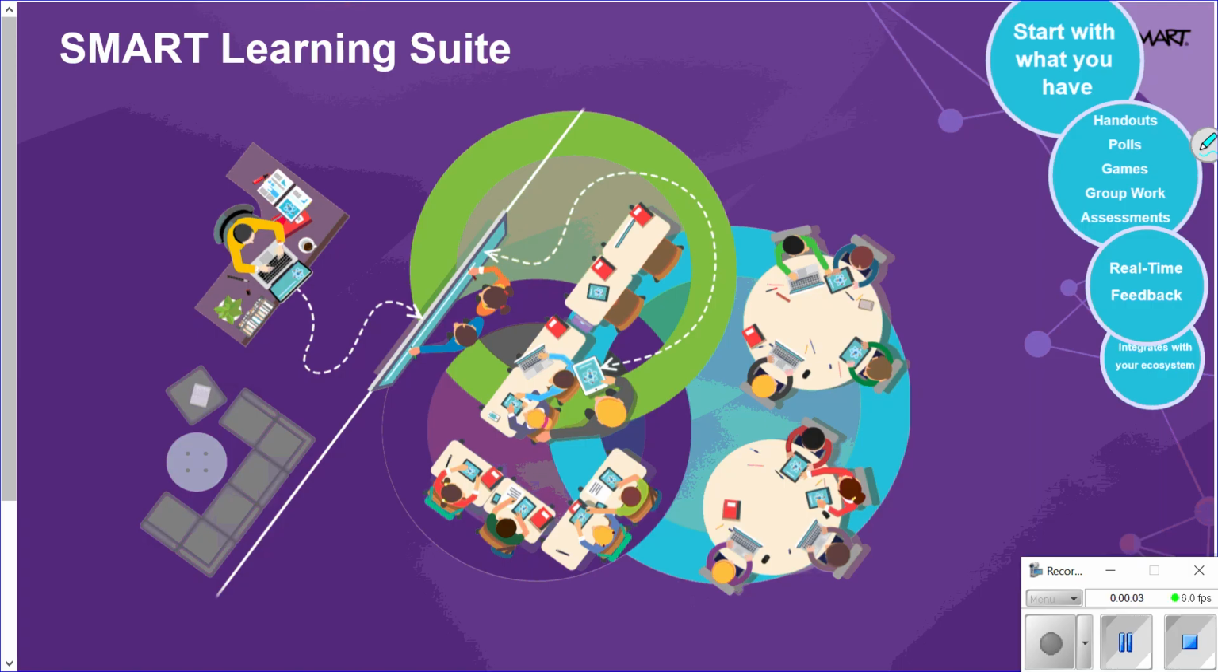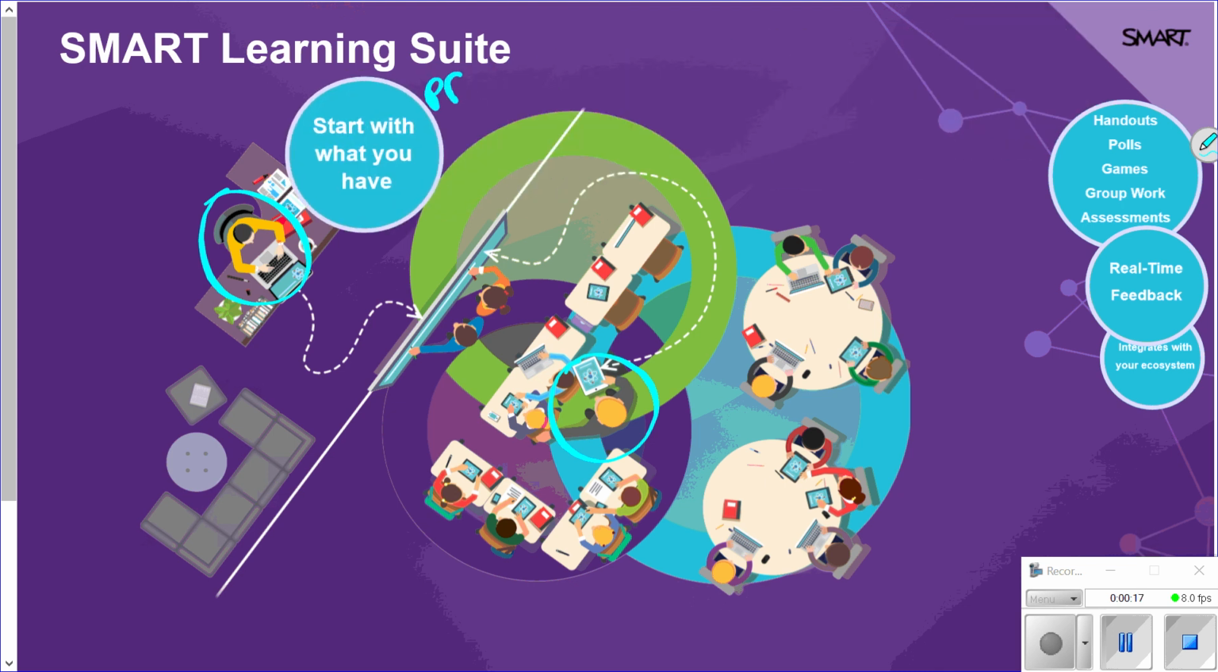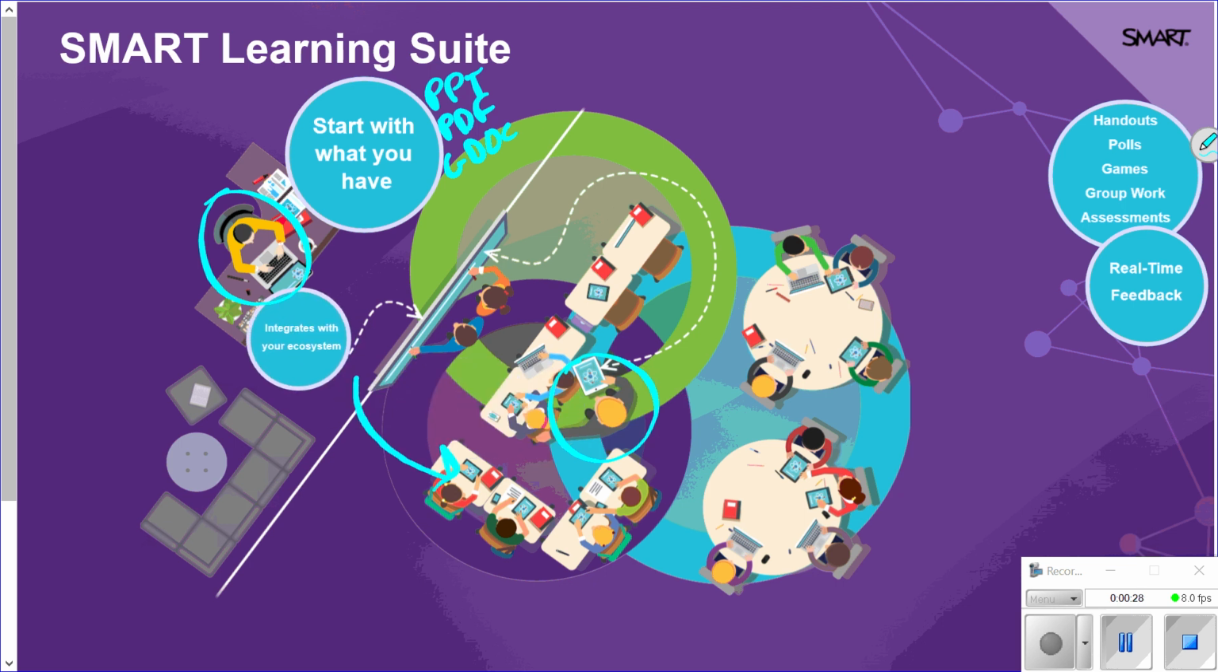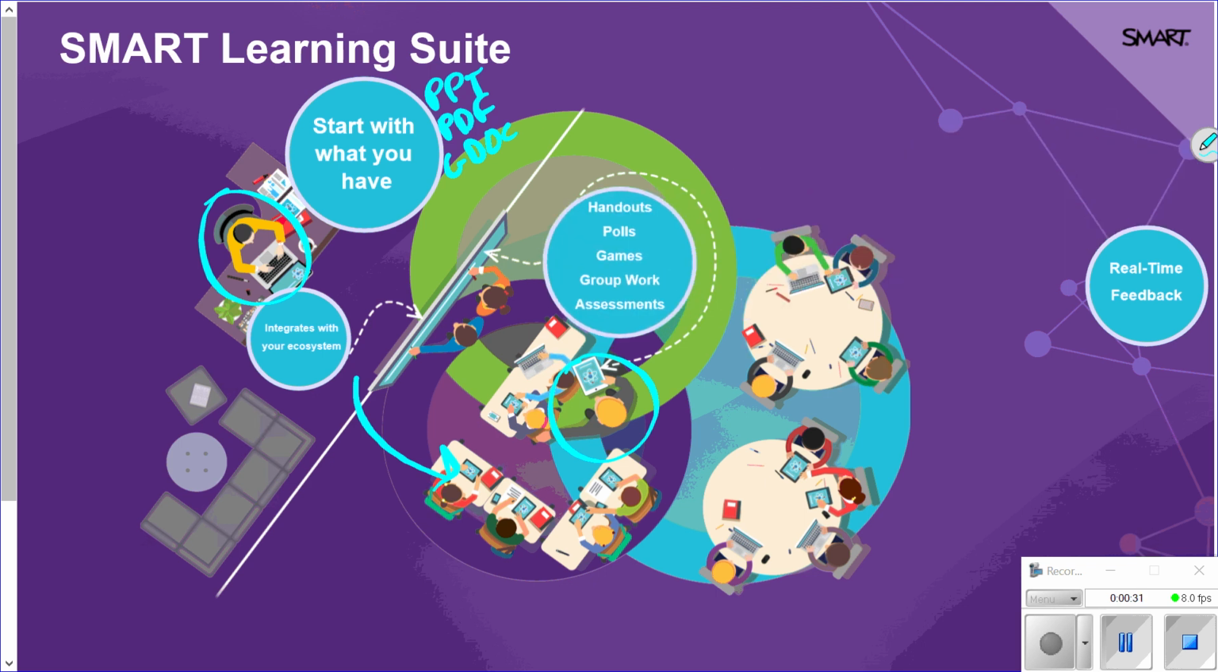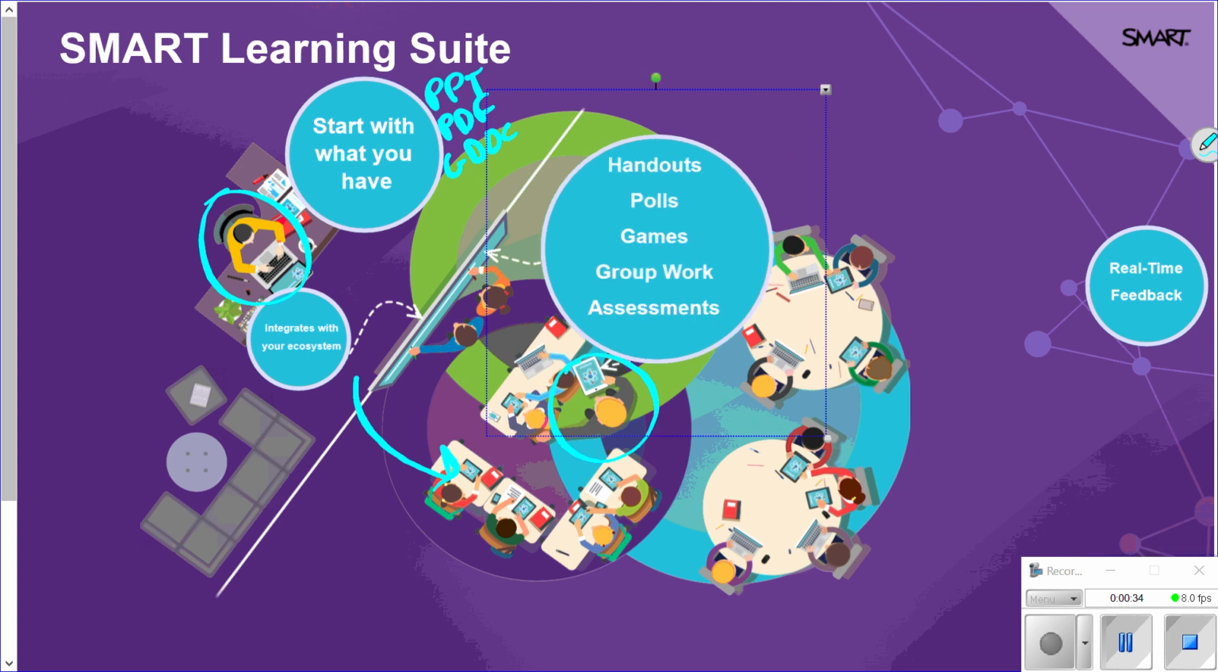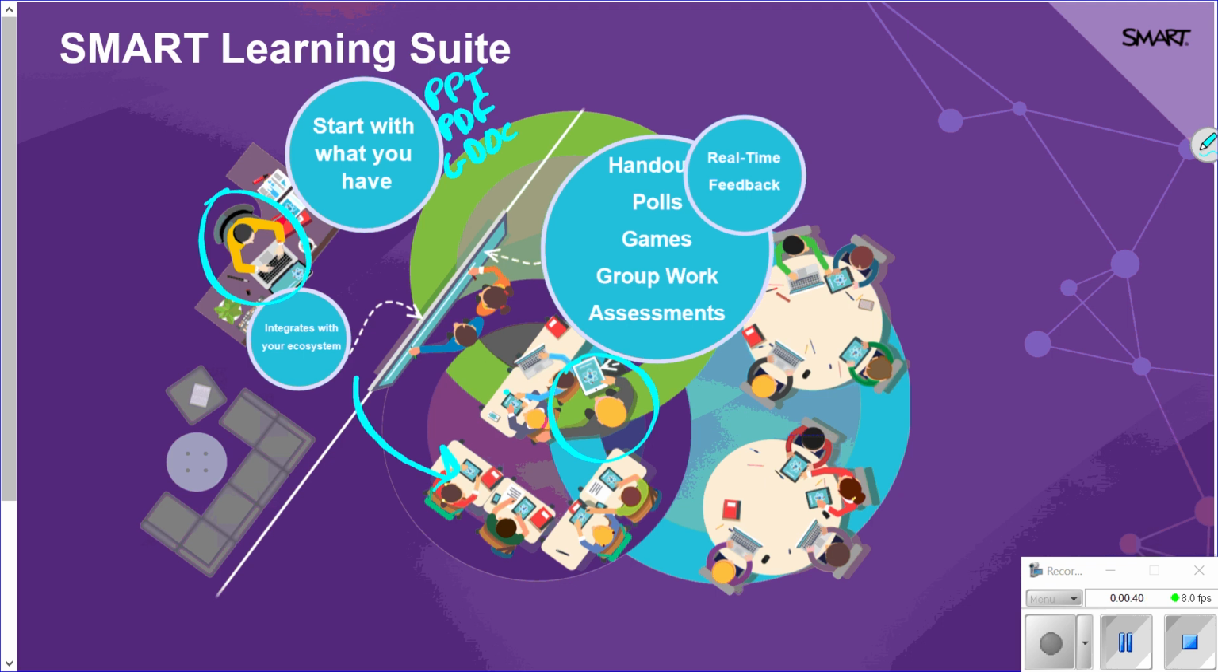So how do we do it? Everything at Smart Learning Suite is designed with a very low barrier to entry, but a high ceiling for what can be accomplished. Whether teachers are in class or at home, they can start with the content that they already have, whether it's PowerPoint, PDF, Google Docs, or older Notebook files. We integrate with Google Drive and allow all of that content to go directly to students' devices. And what's more, we have handouts, polls, games, group work, and even assessments, both formative and summative, with real-time feedback built in to capture those students' contributions back into the main lesson.